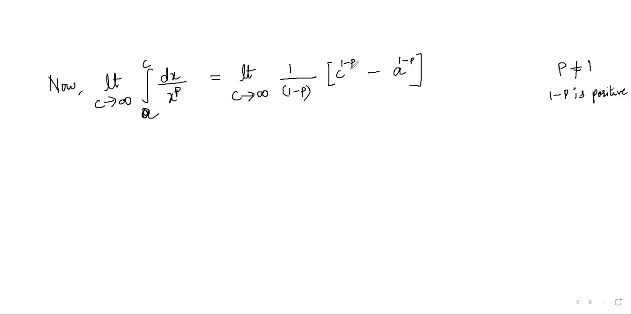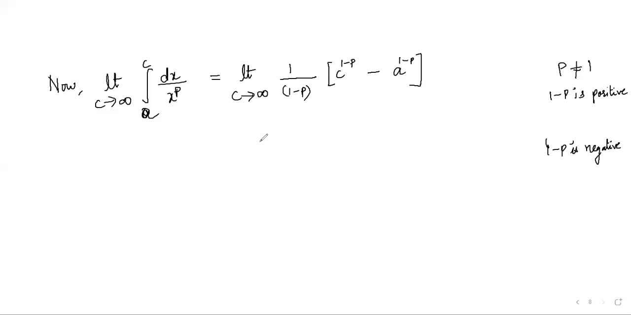But if 1 minus p is negative, this c raised to power 1 minus p, with 1 minus p negative, means that if c is tending to infinity, since the exponent is negative, infinity will go in the denominator and 1 upon infinity will become 0. So in that case, the limit of c raised to power 1 minus p will become 0 if 1 minus p is negative.